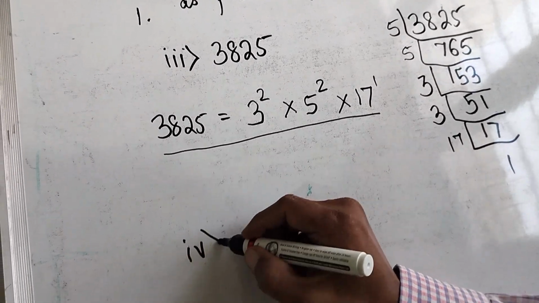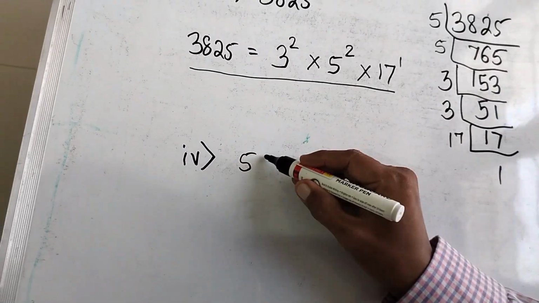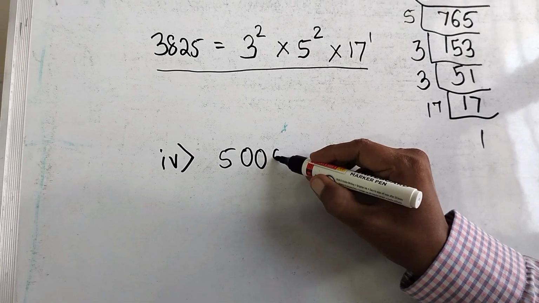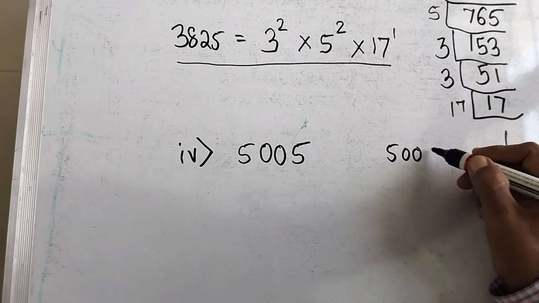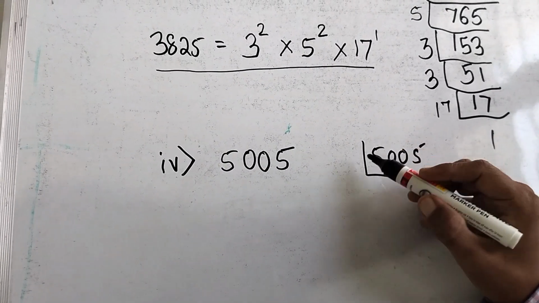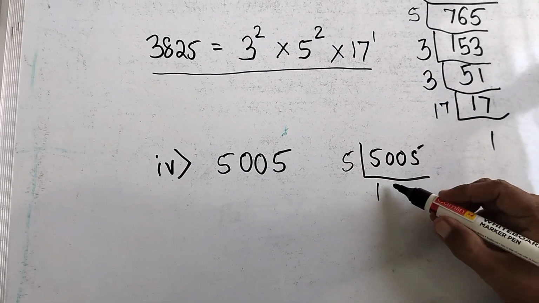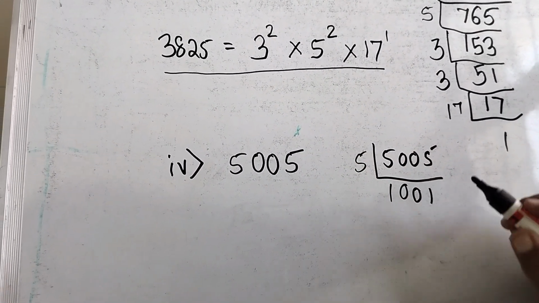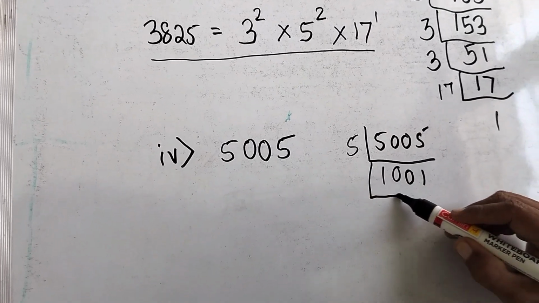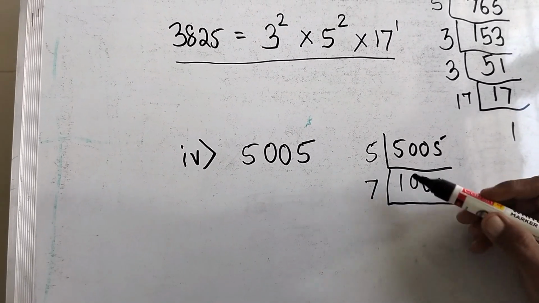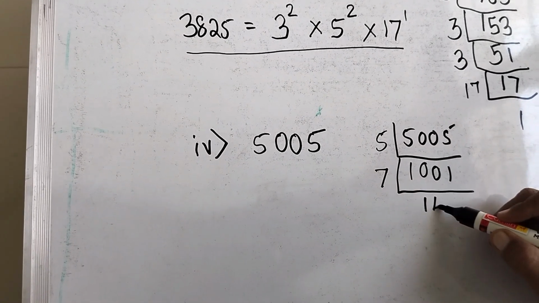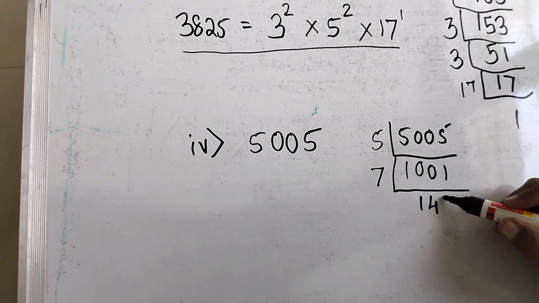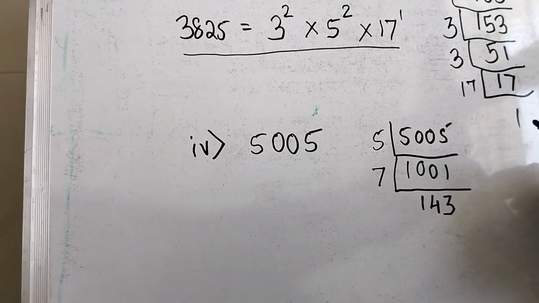Similarly, the fourth question given here is 5005. Find the factors for 5005. 5 1s are 5, 5 1s are 5. After that 7 is the factor, 7 1s are 7, 7 4s are 28, again 21 comes, 7 3s are 21.